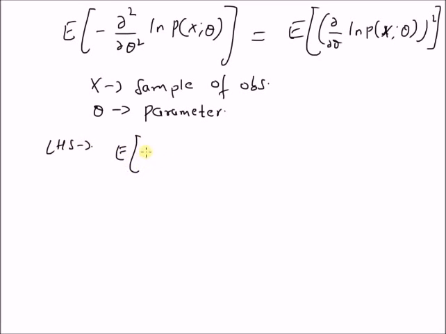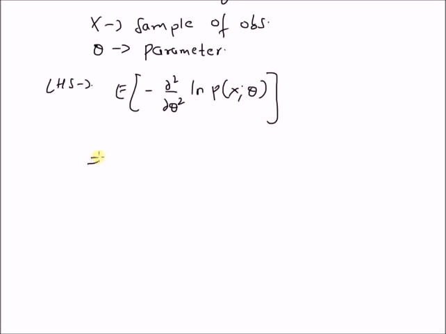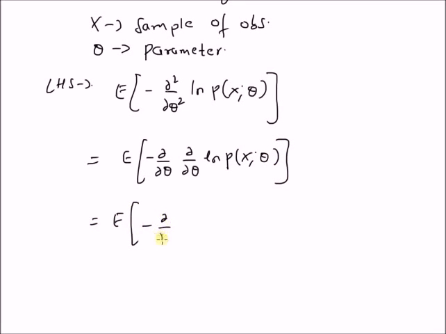This is the expectation of the negative second derivative with respect to theta of the log likelihood function, which is equal to the expectation of minus the derivative with respect to theta of the first derivative of the log likelihood function, which is equal to the expectation of minus dou by dou theta of 1 by the likelihood function multiplied by the derivative of the likelihood function.